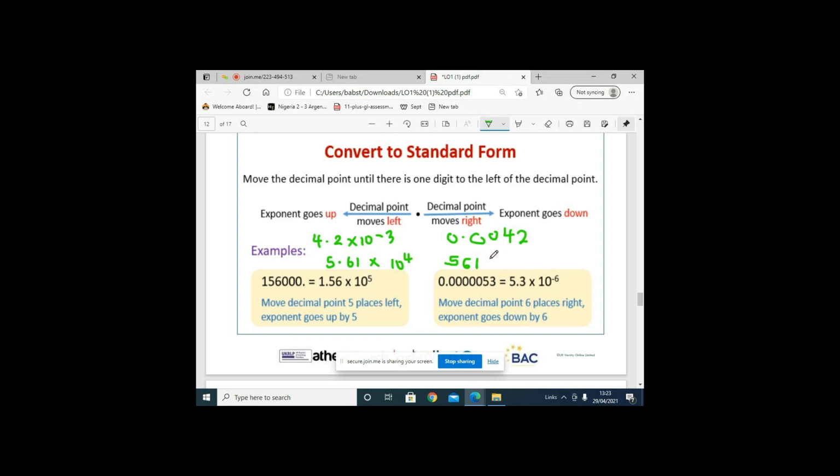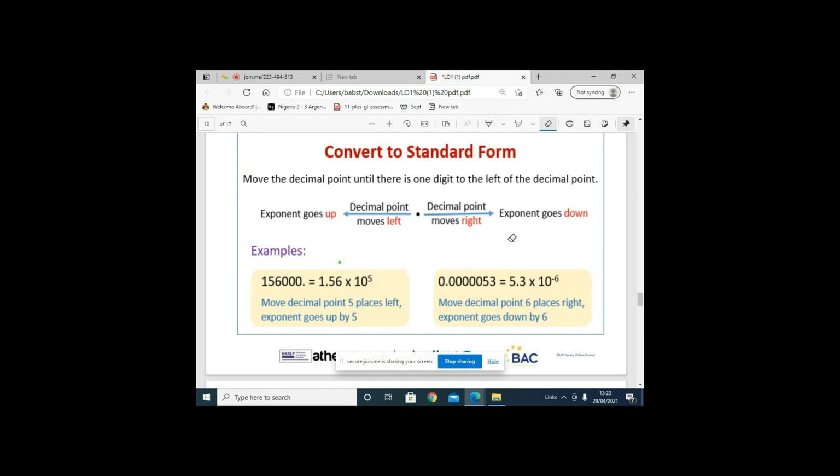0, 0, 0. 0, 0, 0. Yes, I'm coming. 1, 2, 3, 4. No, it's going to be 2 zeros. It's going to be 3 zeros. 2 zeros, sorry. Can you see? Because it's 4. Yeah, it's going to be this here. Okay.